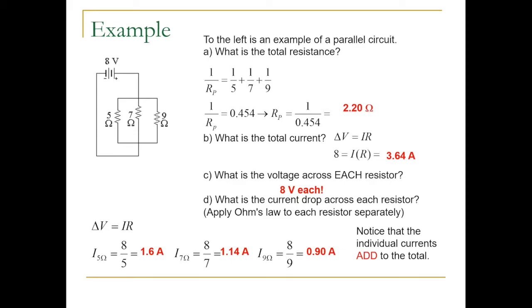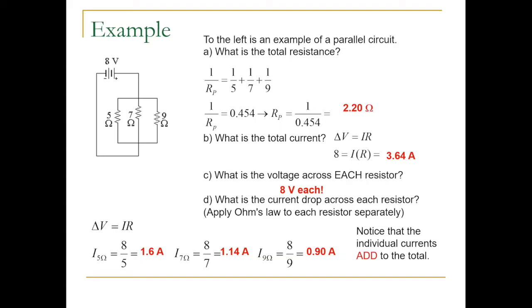So this is exactly what I was stating before. If you look at the resistors in parallel, you see that it's 5 ohms, 7 ohms, and 9 ohms, but the equivalent resistance is one resistor that would be 2.2 ohms. So if we added another resistor to this parallel structure, we would actually lower the equivalent resistance of the circuit even more. So for B, they ask, what is the total current?